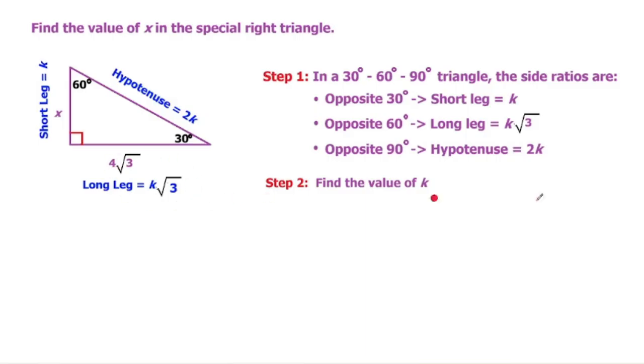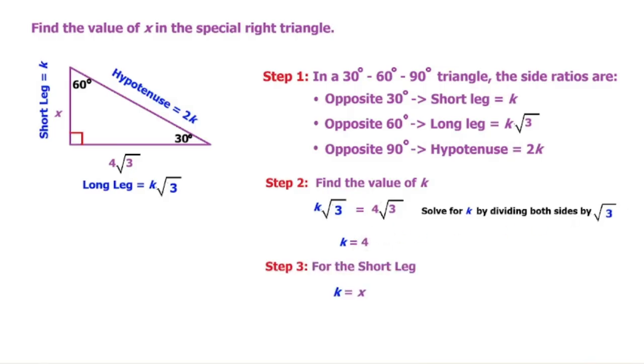We can use this information to figure that out. So k root 3 equals 4 root 3, right? So now we could just solve for k. We can divide both sides by the square root of 3. And when we do that, this root 3 cancels and this root 3 cancels, and we're just left with 4. So k is equal to 4.